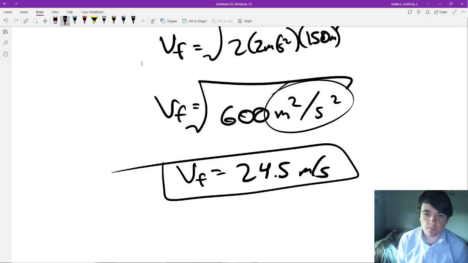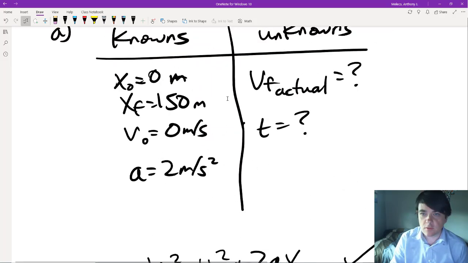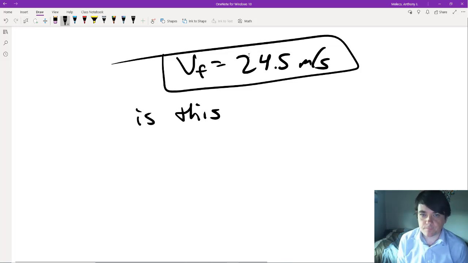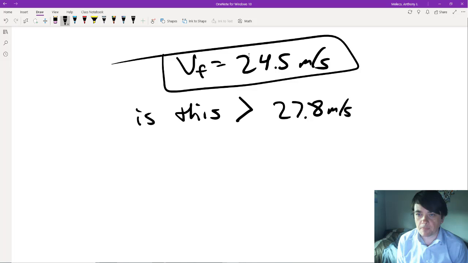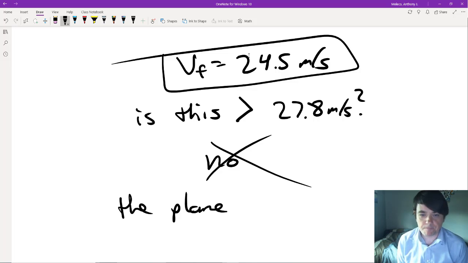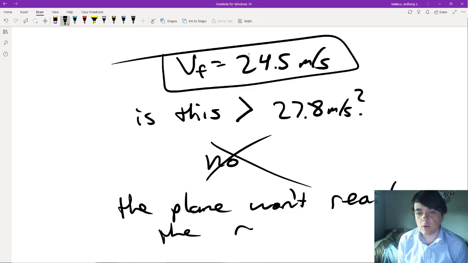Okay? Now, is this greater than 27.8? No. The plane won't reach the required speed.